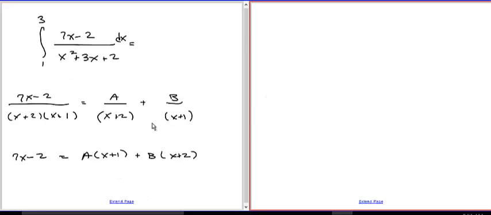Now, I want you to use this method. Don't come up with two equations and two unknowns. I want you to use the case where you choose the values of x which cause this term to go to 0 and this term to go to 0, so that you can just solve a simple single linear equation.